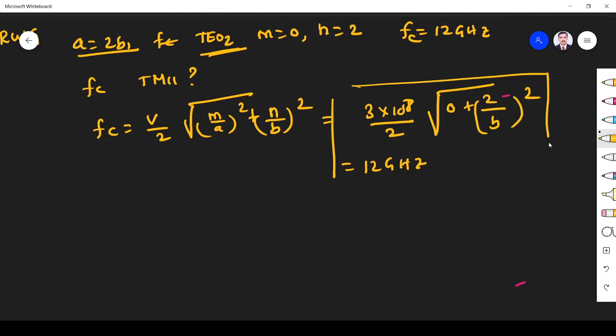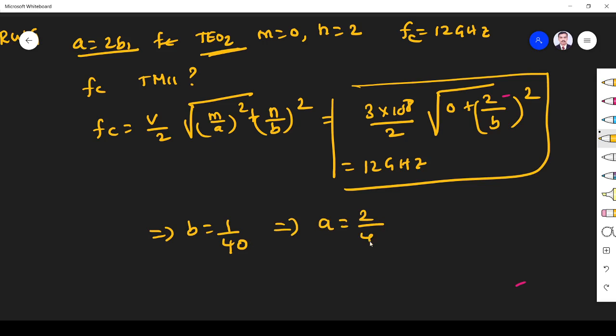These two are equal, because this is equal to 12 gigahertz. This implies we will get B is equal to 1 by 40. So we know as per the problem A is equal to 2B, so 2 by 40, that is 1 by 20. Now we have the A and B values.